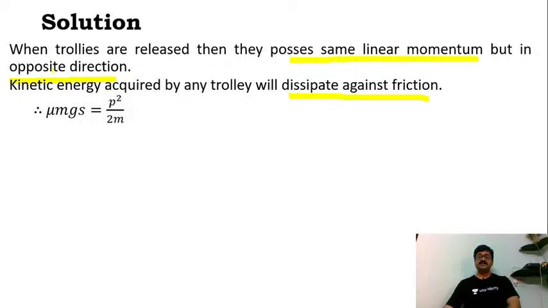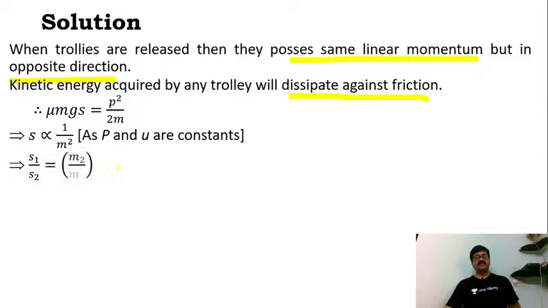So hence we can say, by using this important concept, I will use mu mg. Mu into mg is the force of friction, into s is the work done. Work done is equal to kinetic energy, so work done against friction should be equal to kinetic energy. Kinetic energy is p square by 2m here. Accordingly, I can say that s is inversely proportional to m square, because if you cross multiply, we see that s is inversely proportional to m square.